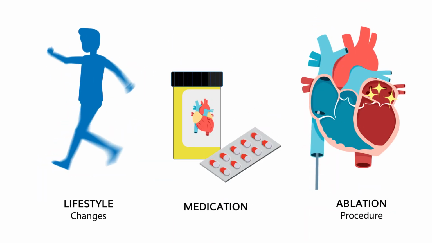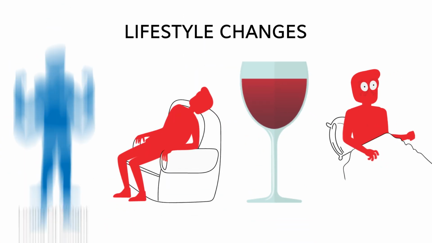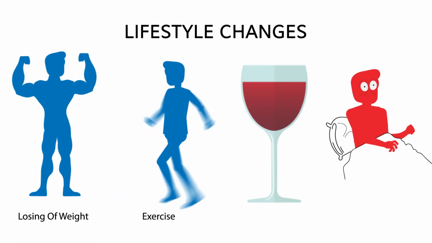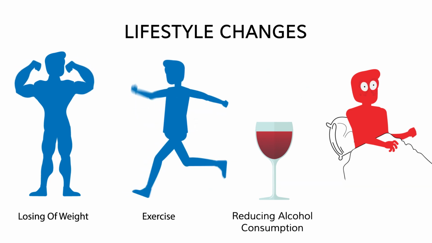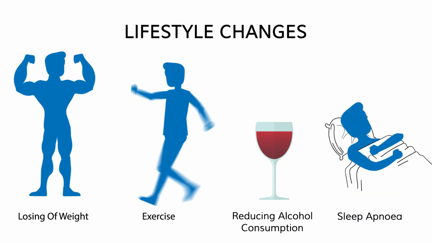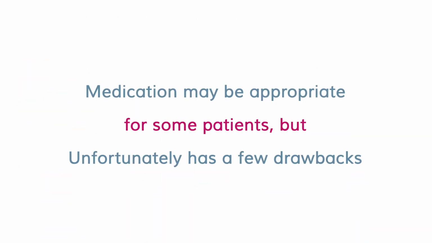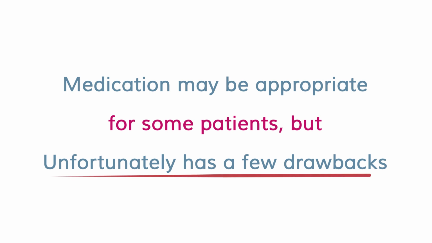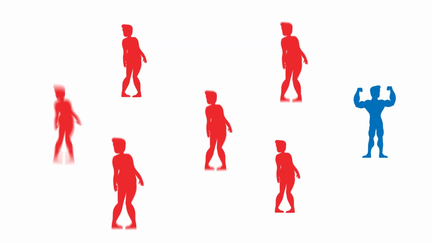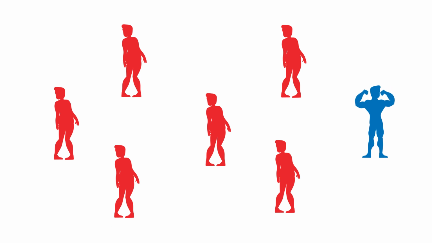Treatment options include lifestyle changes, medication, and a procedure known as an ablation. Lifestyle changes include losing weight, exercise, reducing alcohol consumption, and treatment of conditions such as sleep apnea. Medication may be appropriate for some patients, but unfortunately has a few drawbacks. Firstly, it is relatively ineffective at eliminating symptoms related to atrial fibrillation in most patients.